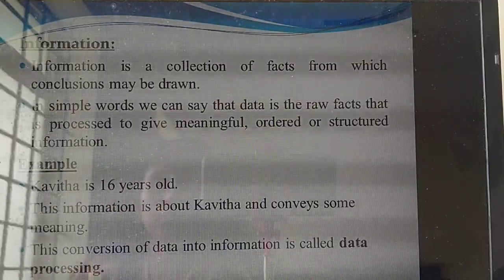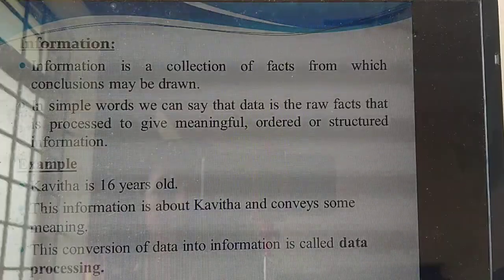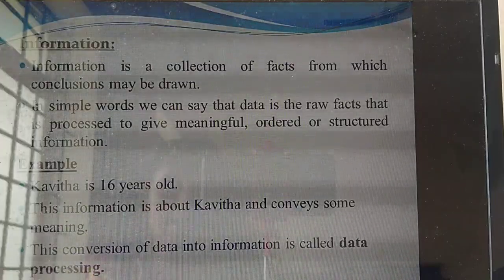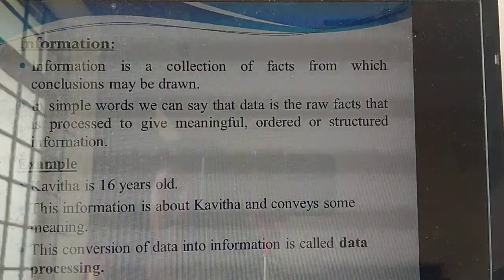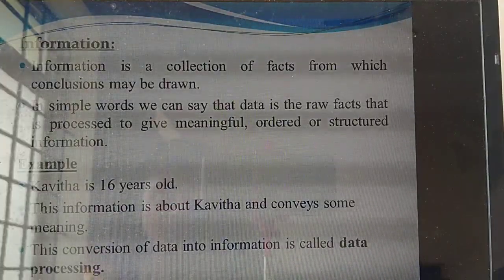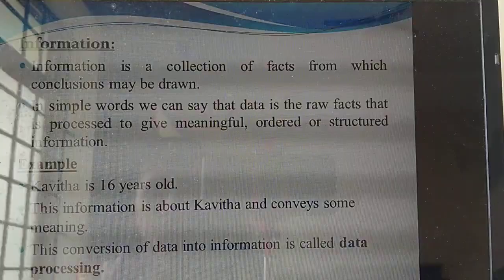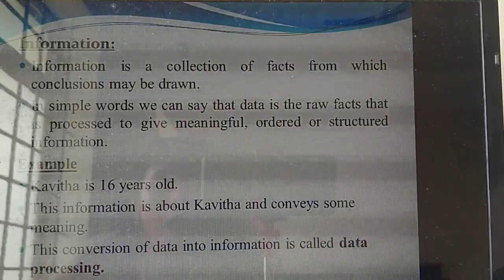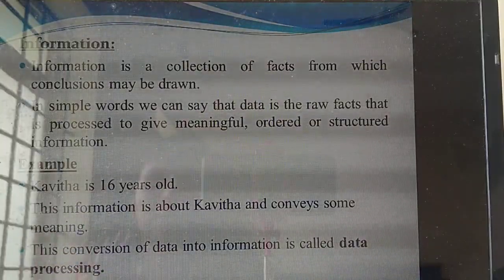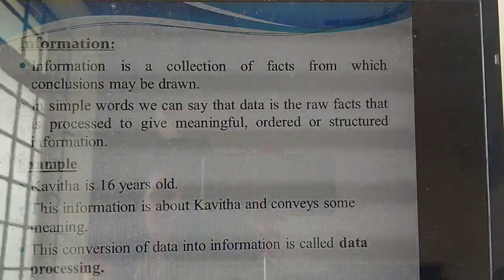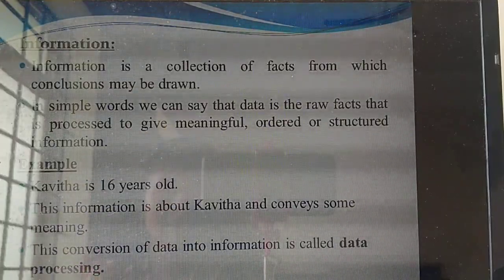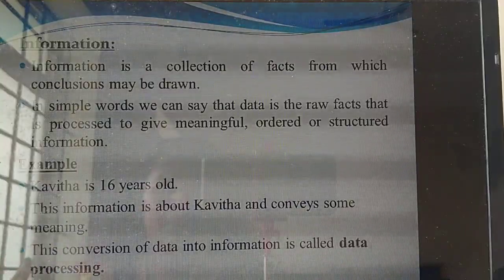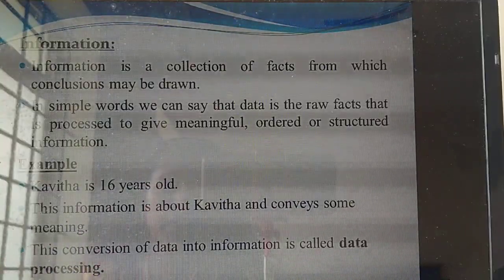Understand now? Yes, sometimes they will ask for the 2 mark questions, differentiation between data and information. Okay, so if they ask to differentiate between data and information, what is the first point you will write? Data is a collection of unprocessed facts, but information is a collection of processed facts. What's the second point you are going to write? Data will not give any meaningful message, but information will give a meaningful message.